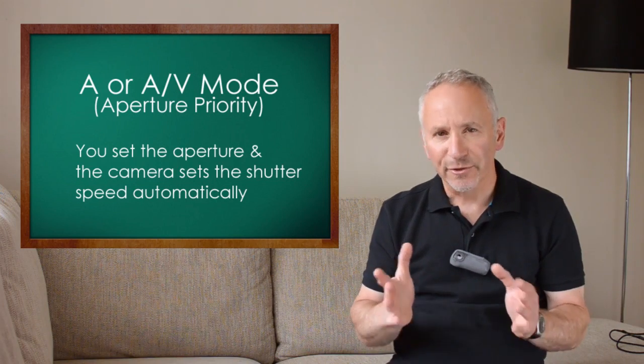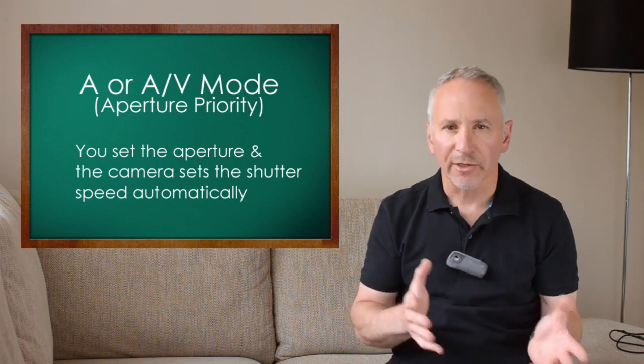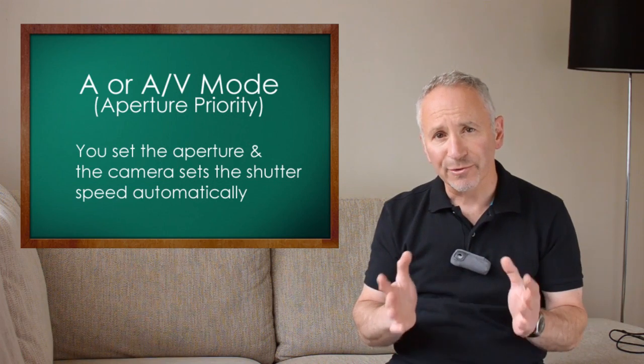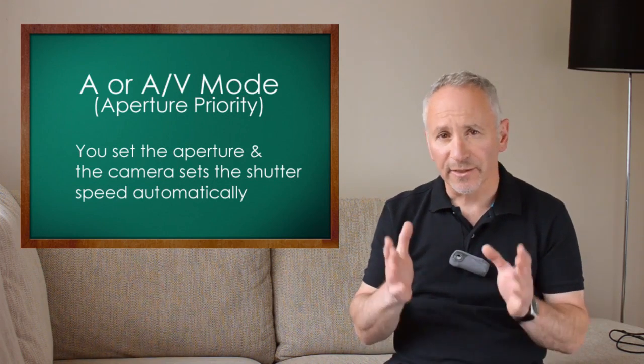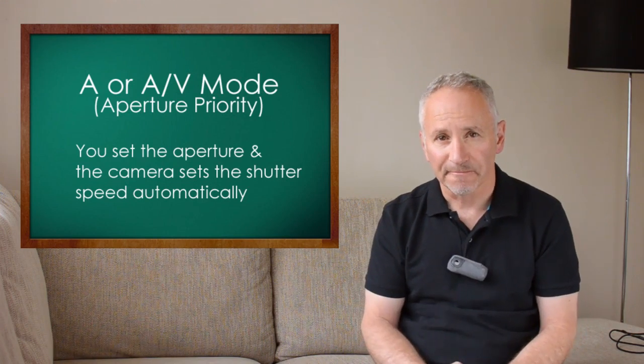The way it works is you set the aperture value, whether it's a large or small aperture, and the camera automatically figures out the corresponding correct shutter speed to give you a properly exposed photo.